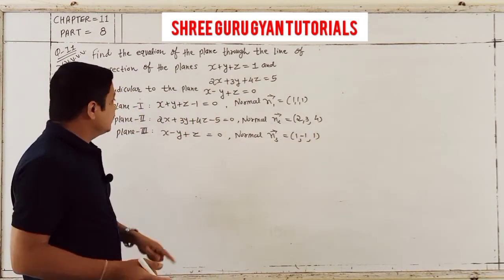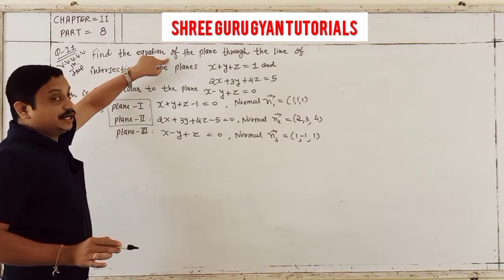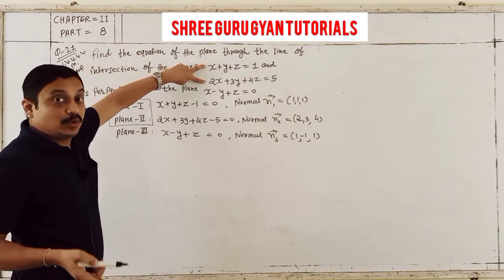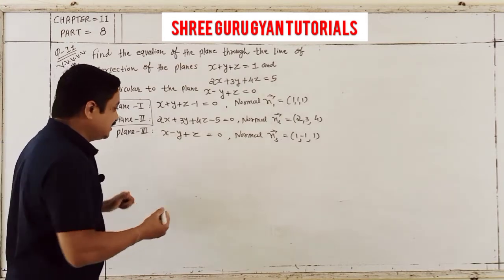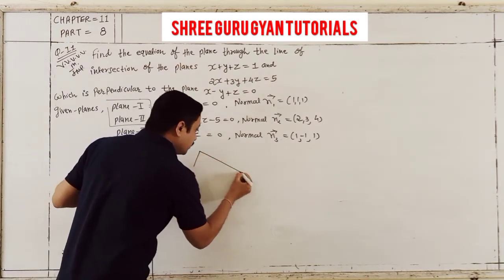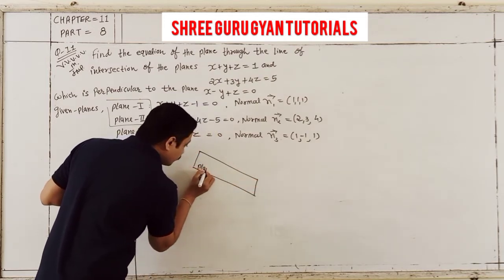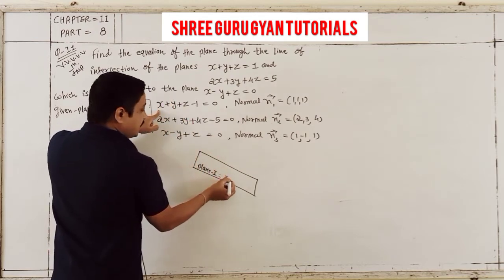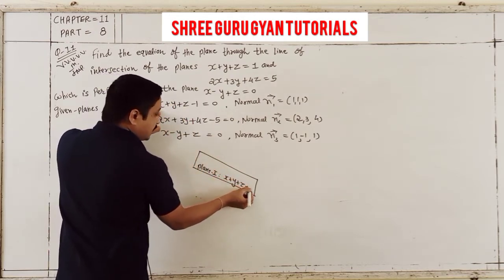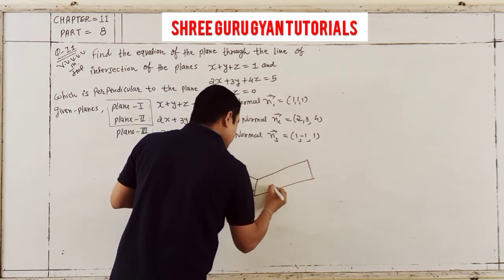Our target is the intersection between plane 1 and plane 2. Read properly: intersection of the planes plane 1 and plane 2 and perpendicular to plane 3. So first of all, I just draw the intersection of plane 1 and plane 2. That's your plane 1, which is our equation x plus y plus z minus 1 is equal to 0. That's the second plane, plane 2.